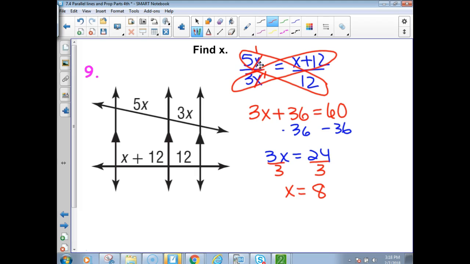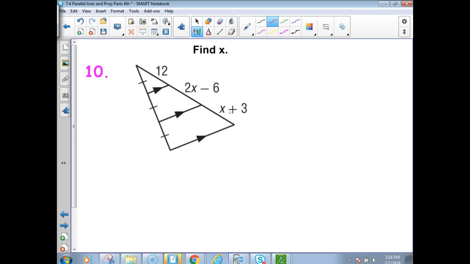You guys understood why I could cancel out those x's on that first fraction? We're all right with that? If you went vertically, it makes a big mess because you're going to get x squared and stuff in your problems. So that's how we want to do this one.